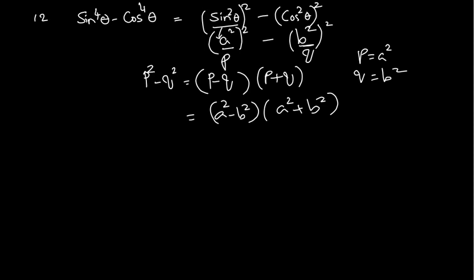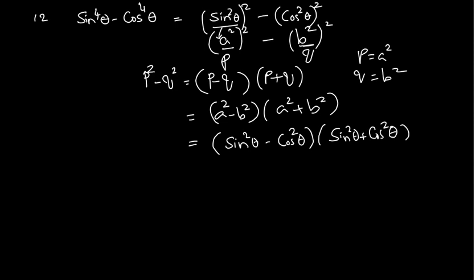Now we come back. What is our a square? A square is nothing but sine square theta. So sine square theta minus cos square theta, and this is sine square theta plus cos square theta, which is 1. So that's how you get sine square theta minus cos square theta.